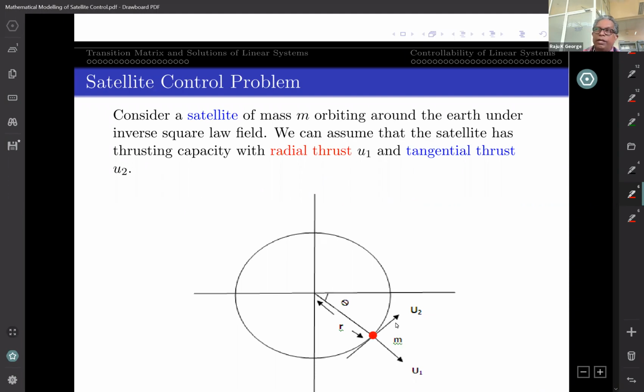So for a satellite with two types of controllers, the radial thrusters and the tangential thrusters, which moves around the Earth, we want to model the dynamics of this satellite in terms of mathematical equations, that is, a system of ordinary differential equations.